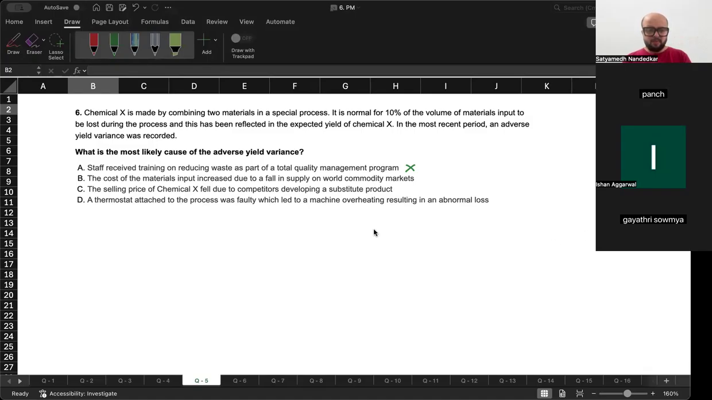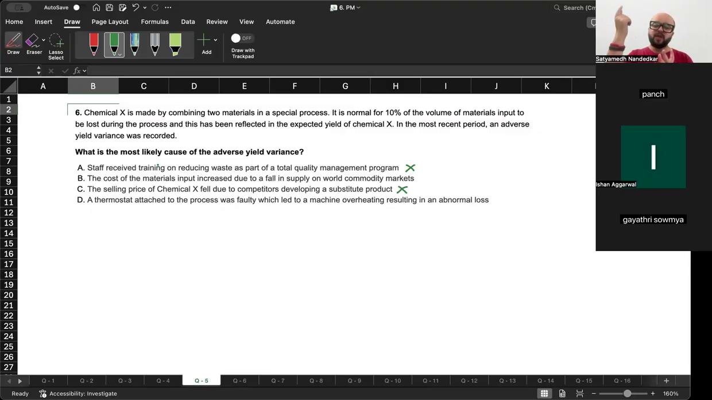Because market prices falling has got nothing to do with yield variance, it is not connected. This is out. Look at the second one. Cost of material input increased. What is the formula? Formula is standard rate into actual quantity standard mix minus standard quantity standard mix. Even if actual rate is increasing, that has got nothing to do with the formula. Formula में तो कहीं है ही नहीं. So this is also ruled out.